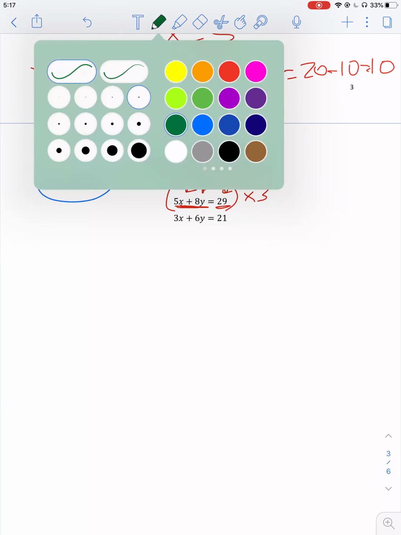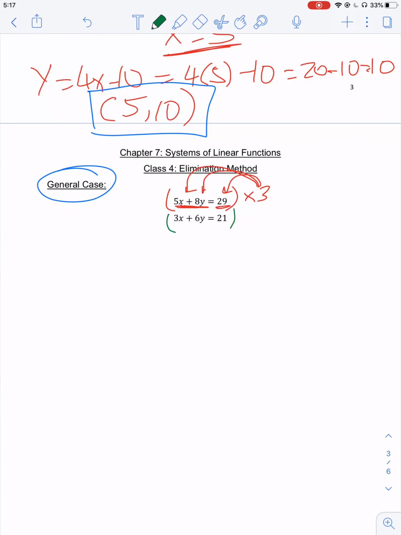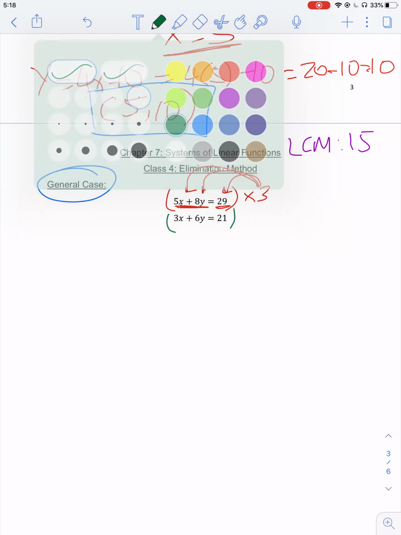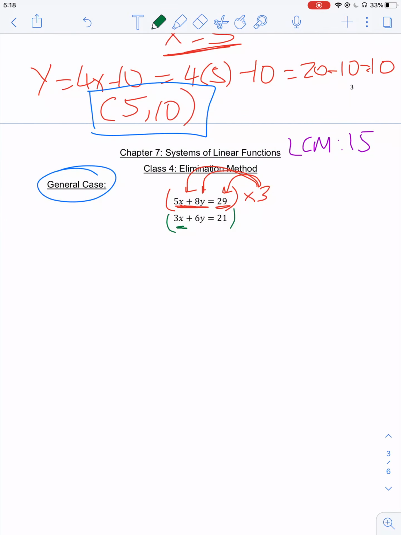And in the second equation, remember, my LCM, my lowest common multiple, is 15. So what do I need to multiply the second equation by to turn this 3x into 15x? And the answer is 5. And again, this 5 will multiply everything. Make sure you're multiplying both your left side and your right side.